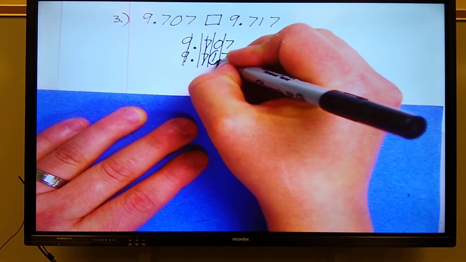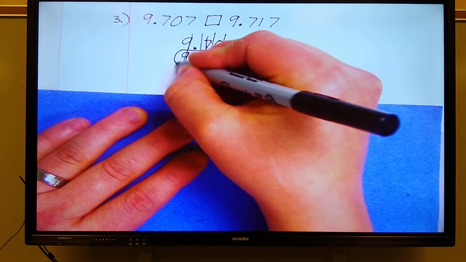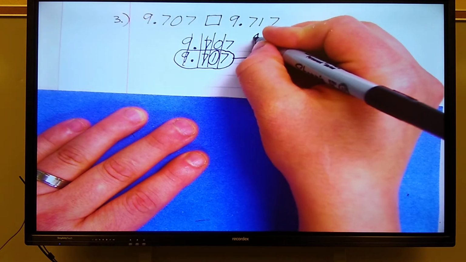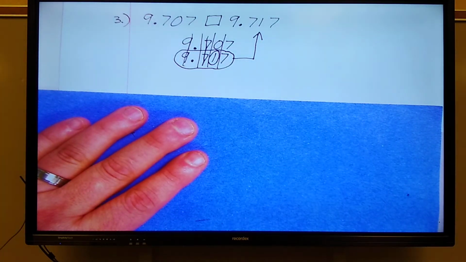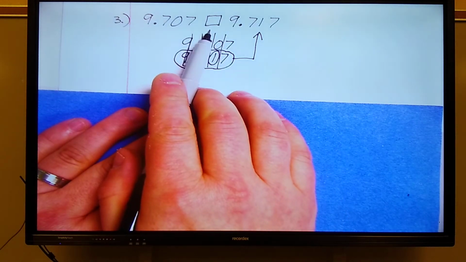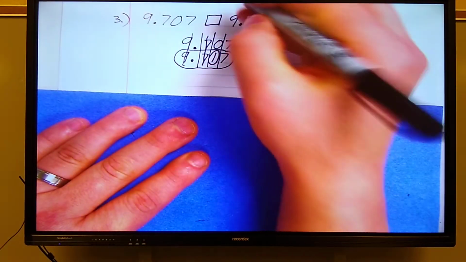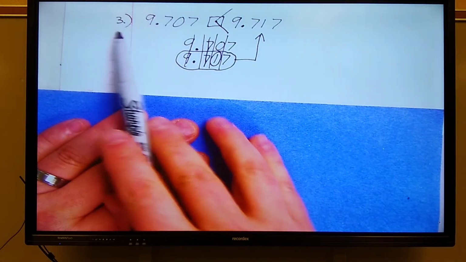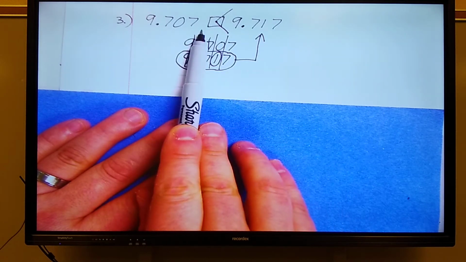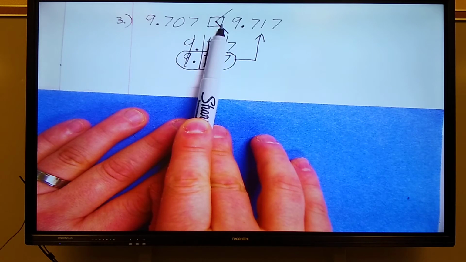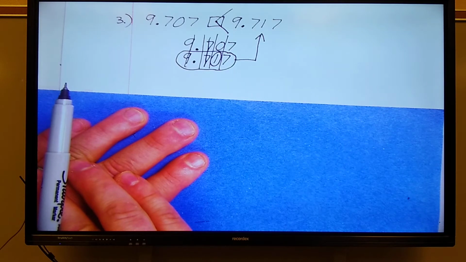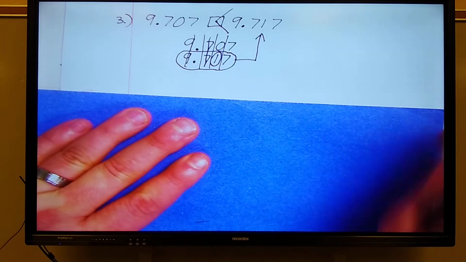The 1 is the biggest number. That means this bottom number is the biggest number. I have to find it. There it is. Now I got to figure out what sign to put in this box. Remember, the open side always goes toward the biggest number. That is the less than side. So this is how it reads. 9 and 707 thousandths is less than 9 and 717 thousandths. You are very smart.